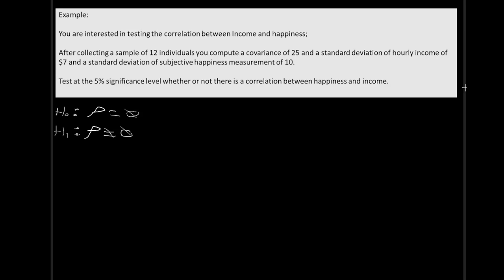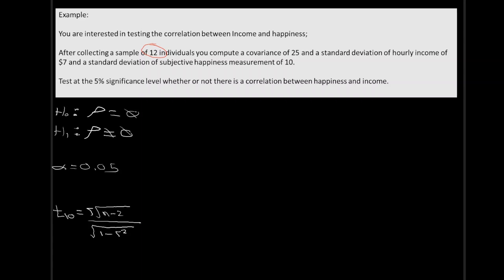Okay, from there, carrying on to step two, we say right there in that third paragraph at the start, test at the 5% level. So let's do that. Significance level is 0.05. Step three, state our test statistic. Well, what is that? Again, this is a t with n minus 2 degrees of freedom. We have a sample size of 12, so let's write that in. We have a t with 10 degrees of freedom, which is r times the square root of n minus 2, divided by the square root of 1 minus r squared. Great, that's our test statistic.